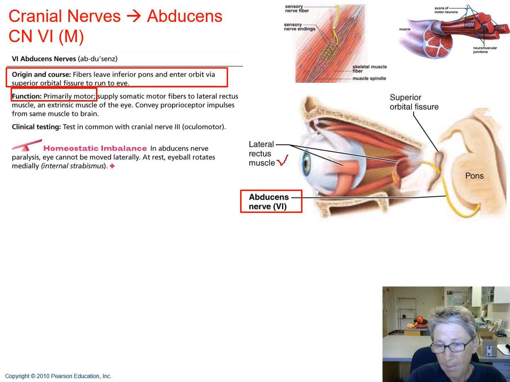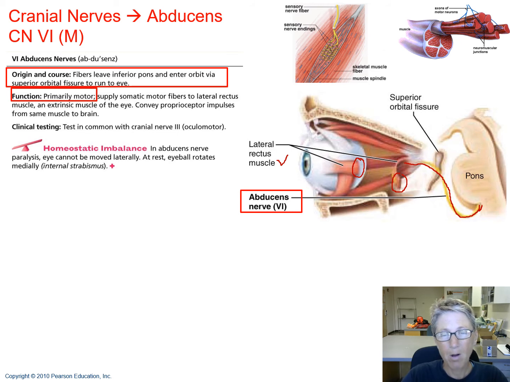So here's the abducens nerve coming out of the inferior portion of the pons, and the nerve travels through the superior orbital fissure, and then it innervates this muscle called the lateral rectus muscle. The lateral rectus muscle is cut here and it's cut here, but it's a single cranial nerve dedicated to one muscle in your eye, the lateral rectus muscle.